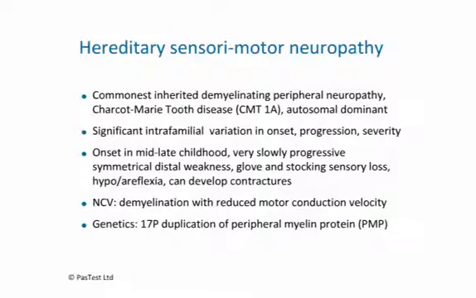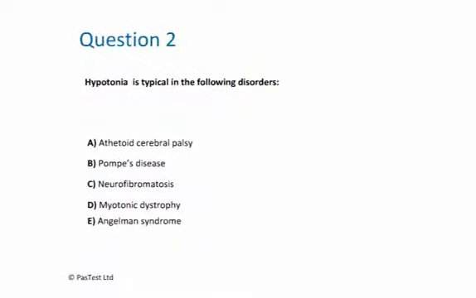Next question is a true or false MCQ. Hypotonia is typical in the following disorders. 1. Athetoid cerebral palsy. 2. Pompe's disease. 3. Neurofibromatosis. 4. Myotonic dystrophy. 5. Angelman syndrome.